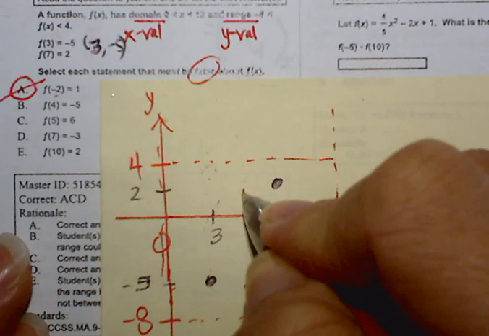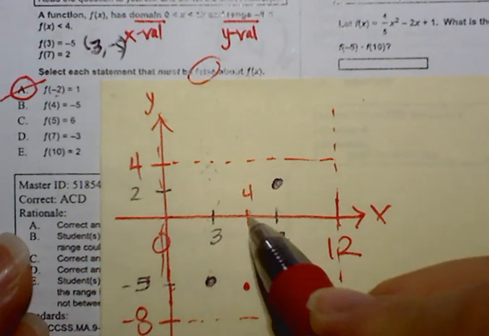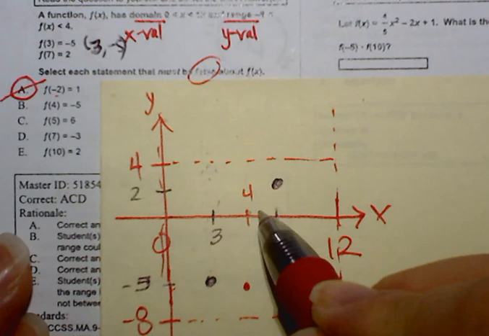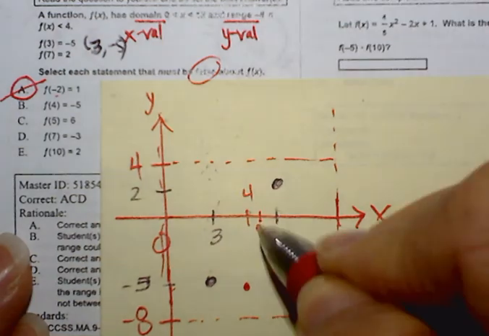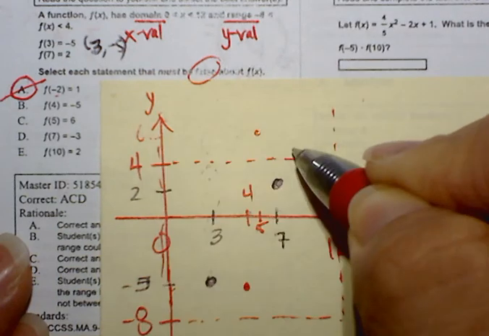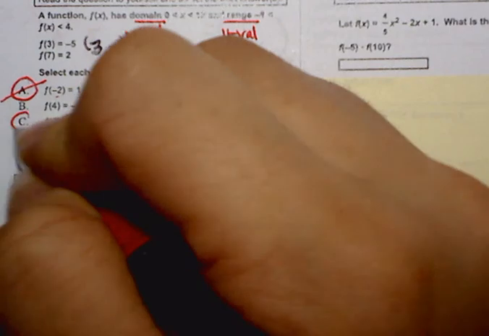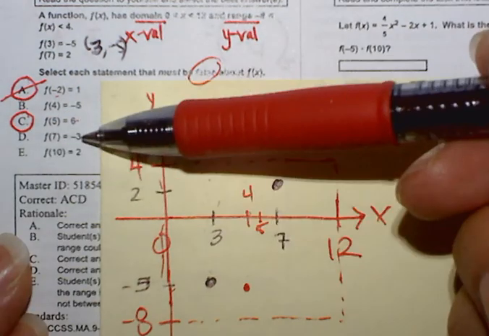Can I input 5 and get 6? No. Why not? Because the highest part of my range is 4. So that's outside my range, and that has to be false. Is anything else outside my range? Is -3 outside my range? No, that's fine. Is 2 outside my range? No, that's fine.